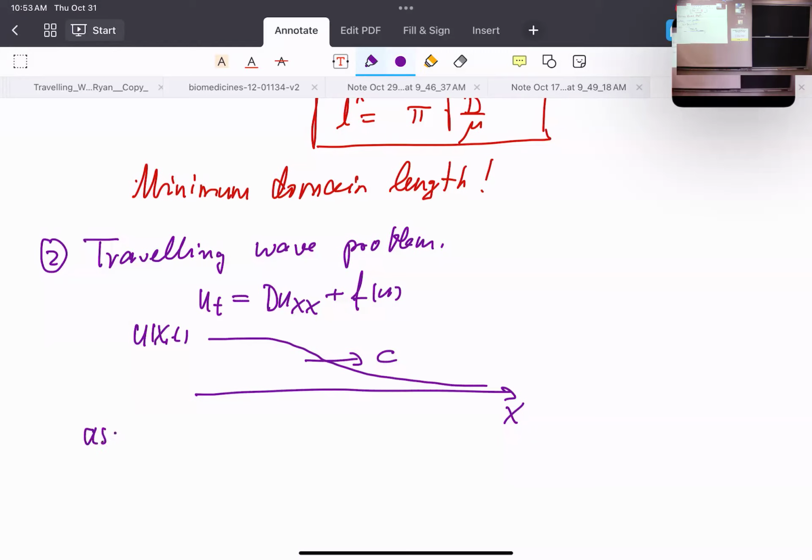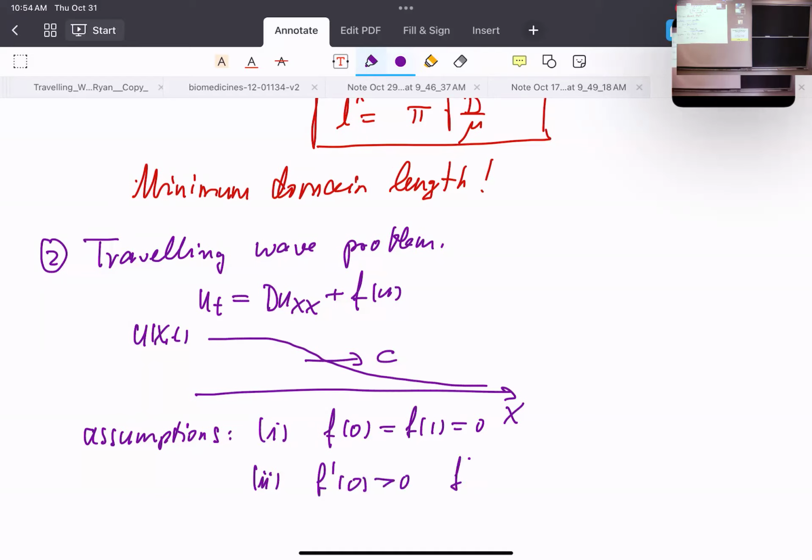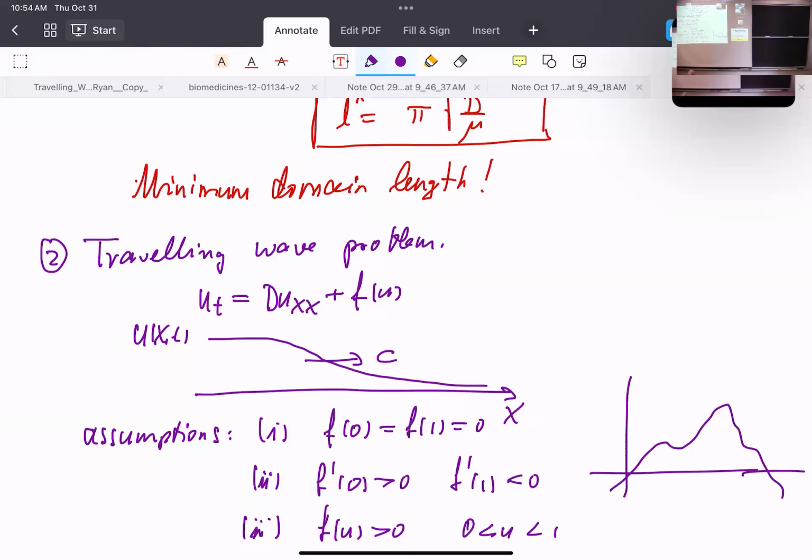So we have assumptions on f. Typically we do it for the logistic type as well, but we can be a little bit more general here. So f at 0 equals f at 1 is 0. The second condition is f prime at 0 is positive, and f prime at 1 is negative. And the third condition is positivity, larger than 0 for 0 less than u less than 1. So meaning f looks like this. It doesn't have to be logistic like a quadratic, but more or less logistic. That's good enough.